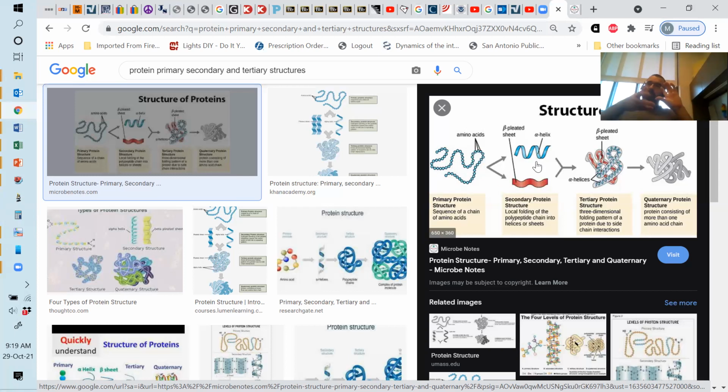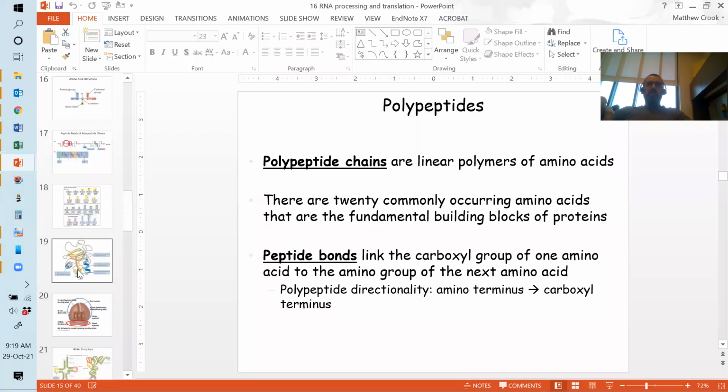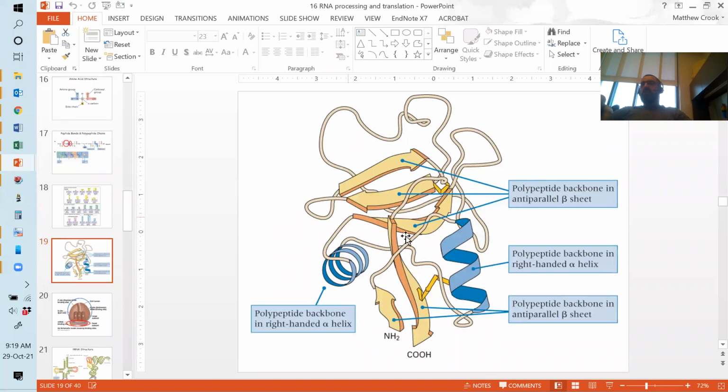It then gets folded and twisted, right? Depending on the sequence of those amino acids, like what you have in what order. And then those structures, which are called alpha helices and beta pleated sheets, then get folded again to create the tertiary structure, right? Which is what we have here, right? And so this is now a three-dimensional structure, right? It may also form a complex with other proteins.